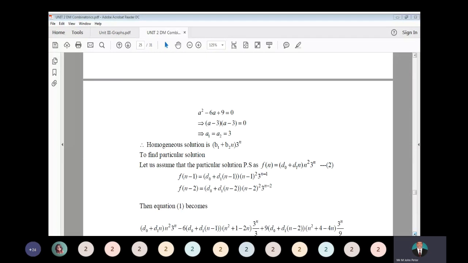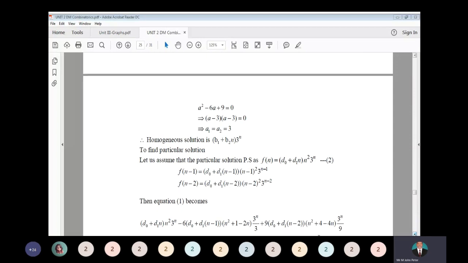So f of n minus 1: in the above equation, replace n by n minus 1, you will get it. Similarly, replace n by n minus 2, you will get the next substitution. That f of n minus 2 is equal to (d0 plus d1 into (n minus 2)) into (n minus 2) whole square 3 power n minus 2.